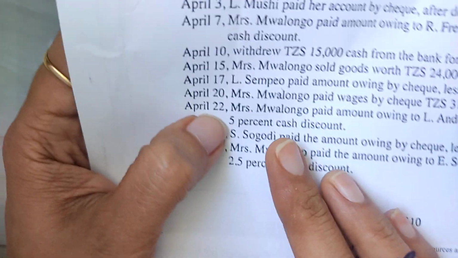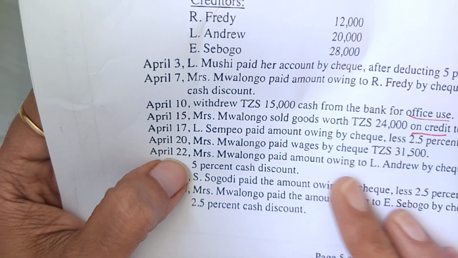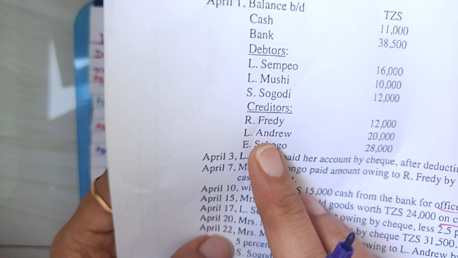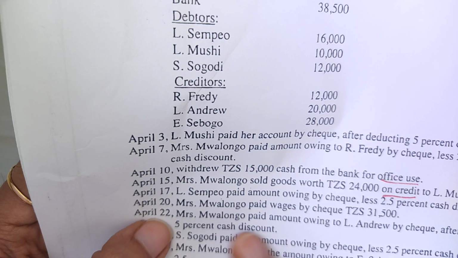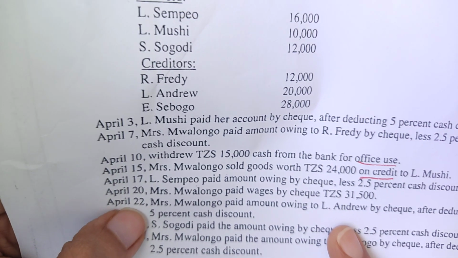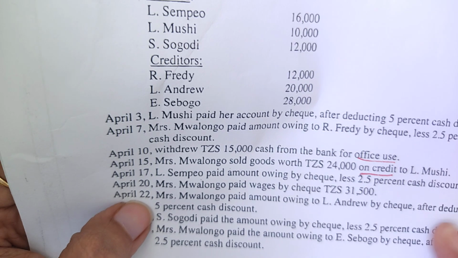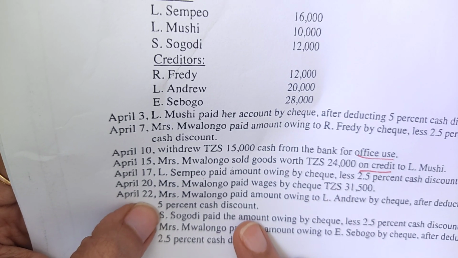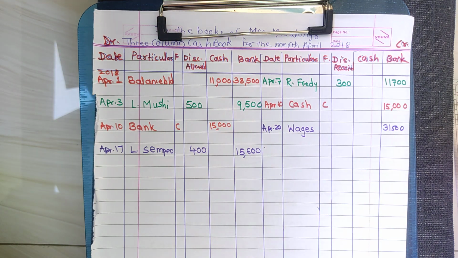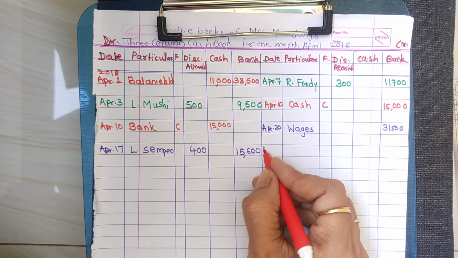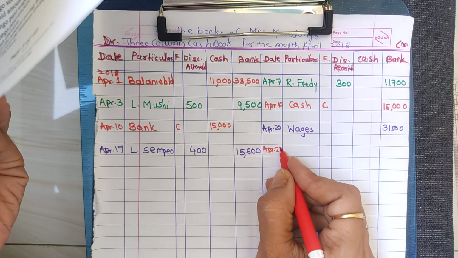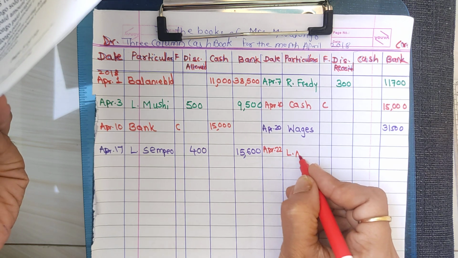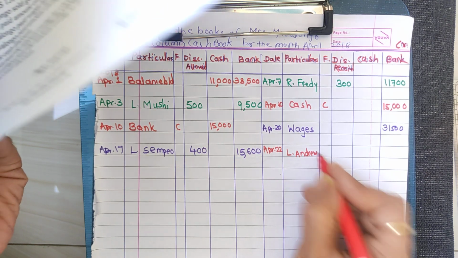Next, April 22, Mrs. Malongo paid the amount owing to L. Andrew. So L. Andrew is a creditor to whom the amount payable is 20,000. So the amount was paid to L. Andrew by check after deducting 5% cash discount. So as the amount is paid, it will come on the credit side, as the business is paying the amount to L. Andrew, so the amount is going outside. So L. Andrew you will write here.